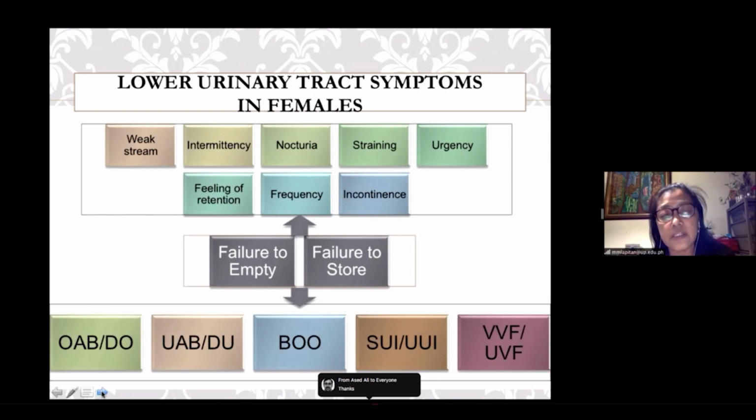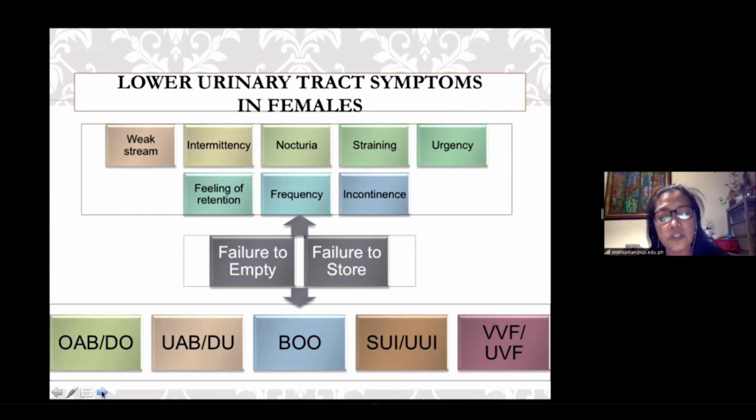And on occasions when these symptoms are not due to urinary tract infection or bladder cystitis, the complaints of weak stream, intermittency, nocturia, etc., urinary incontinence must be thought to be due to either a failure to empty or a failure to store. Now, these two are very different pathophysiologic mechanisms that underpin these symptoms. Hence, thereby it arose this concept of the bladder as an unreliable witness.